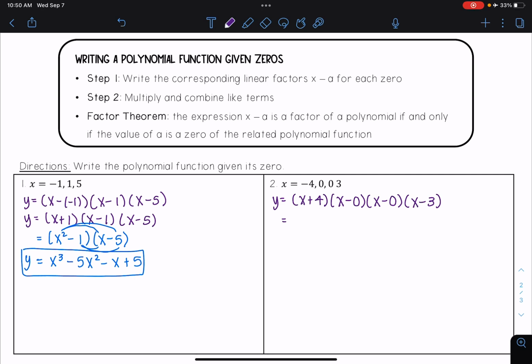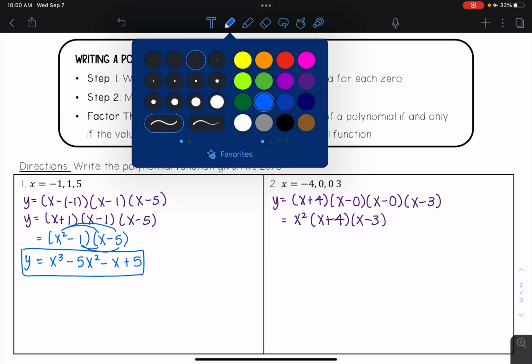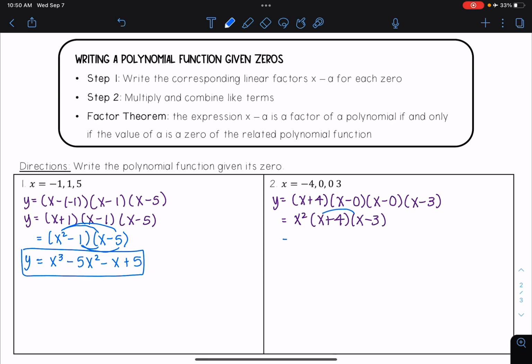Well, x minus 0 is just x, so I have x times x, and I get x squared out in front, and x plus 4, x minus 3. And now you can go about this a couple of different ways. I'm going to go ahead and combine my two binomials. And so I have x times x to get x squared, x times -3 to get -3x, 4 times x to get 4x, and then 4 times -3 to get -12. -3x plus 4x, I get x.